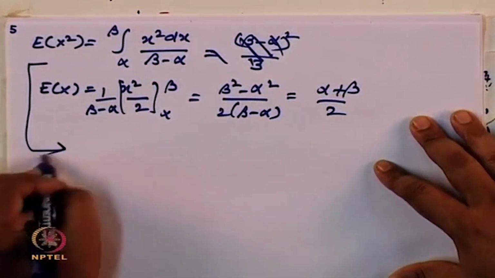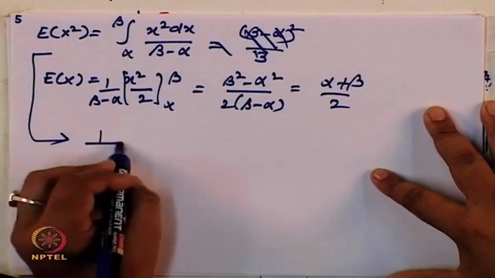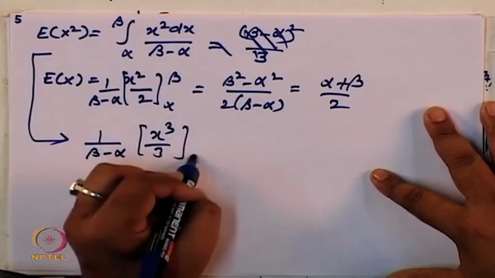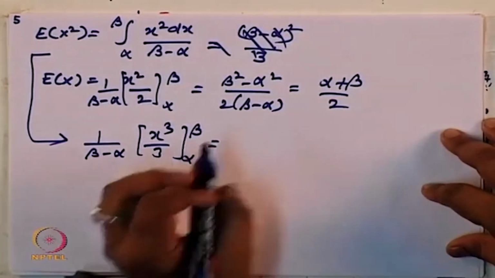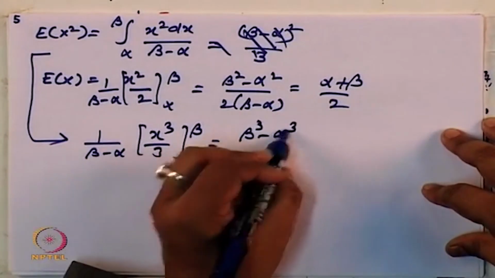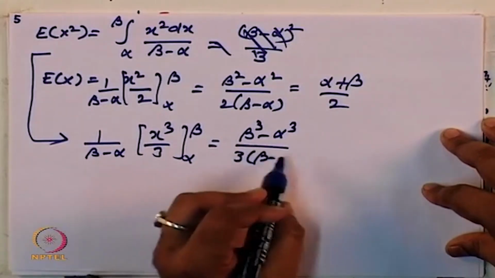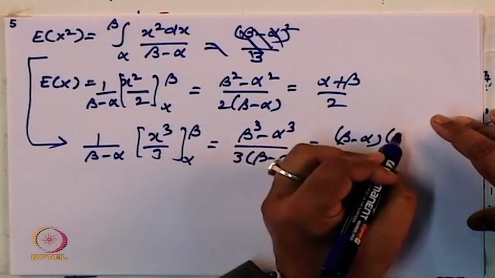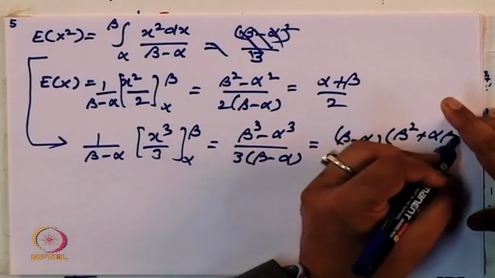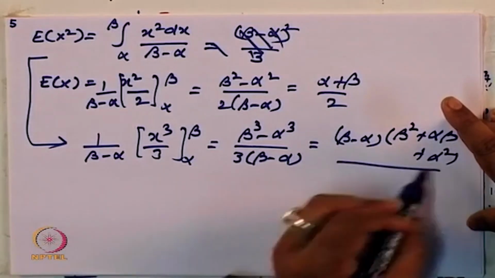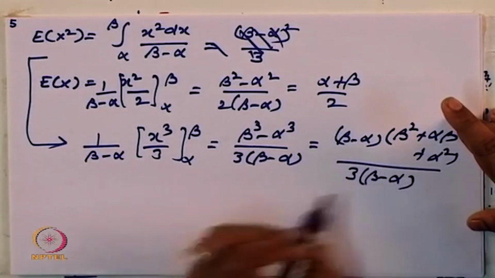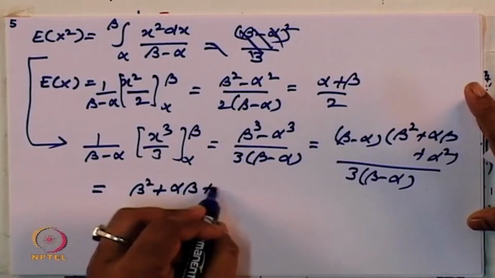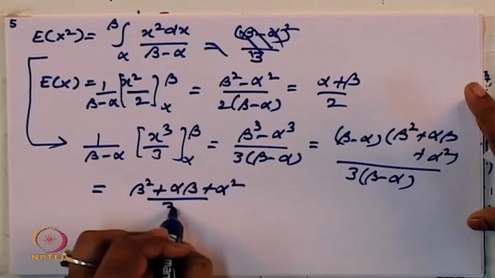So, the expectation of x square is going to be 1 by beta minus alpha into x cubed by 3, which is beta cubed minus alpha cubed, so beta square plus alpha beta plus alpha square by 3 into beta minus alpha. So, this would give you a value of beta square plus alpha beta plus alpha square by 3.